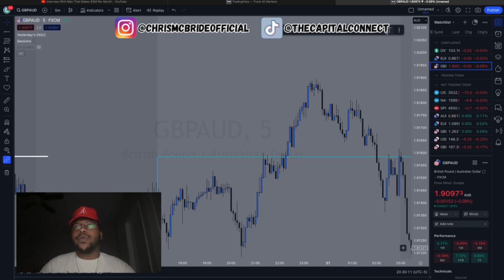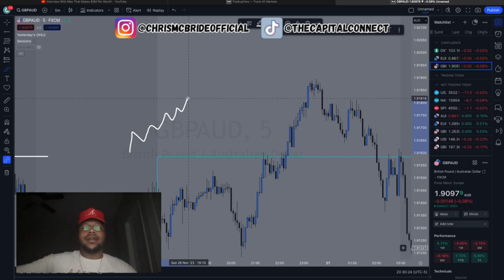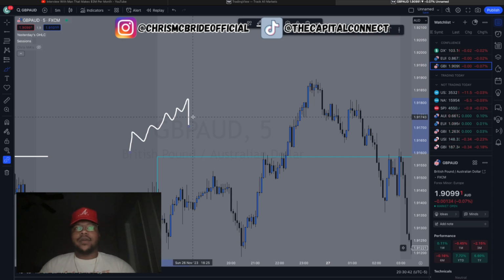For those of you that don't know what a market structure shift is, it is when we are in an uptrend, right? Let's say this is an uptrend or a downtrend, but for this example, we're going to do an uptrend, right? We're in an uptrend. So in an uptrend, we're supposed to be making higher highs, higher lows, right? But a market structure shift happens when all of a sudden we end up breaking a low. So there's no reason for us to be breaking lows if we are in an uptrend. If we break a low while we are in an uptrend, that could signal that price is ready to reverse.